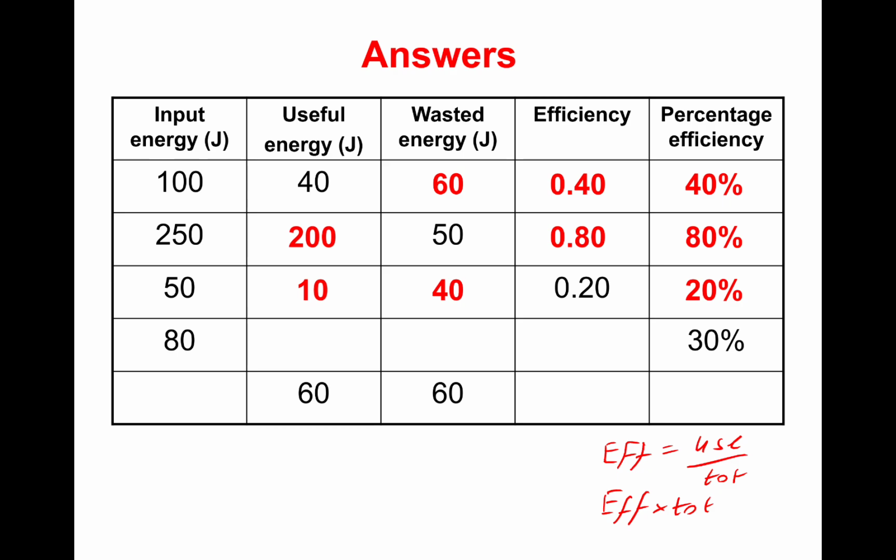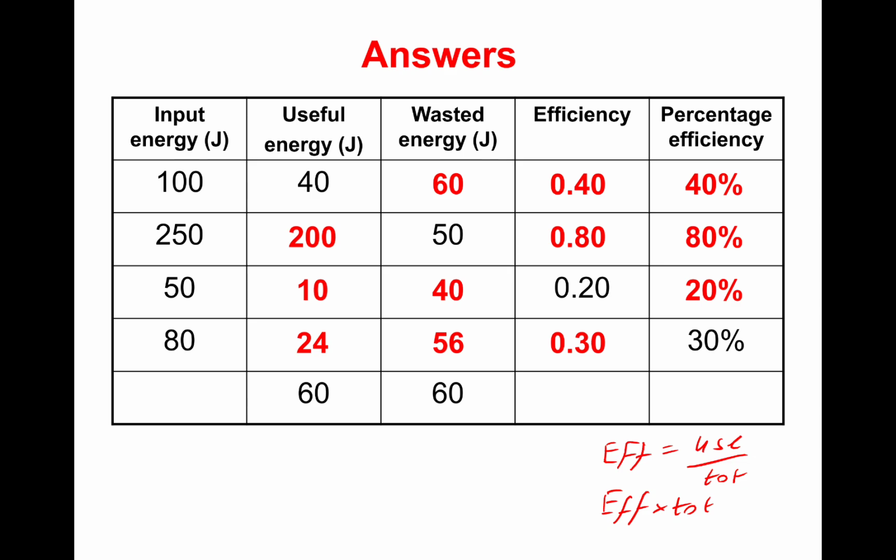So the next one, if the percentage efficiency is 30, that means the efficiency must be 0.3. If the input energy is 80, we need to do the same as what we did last time and do 80 multiplied by the efficiency of 0.3, and 80 times 0.3 gives us a useful energy of 24 joules. The wasted energy can then be found by doing the total input of 80 and subtracting the 24 useful to give us 56 joules of wasted energy.